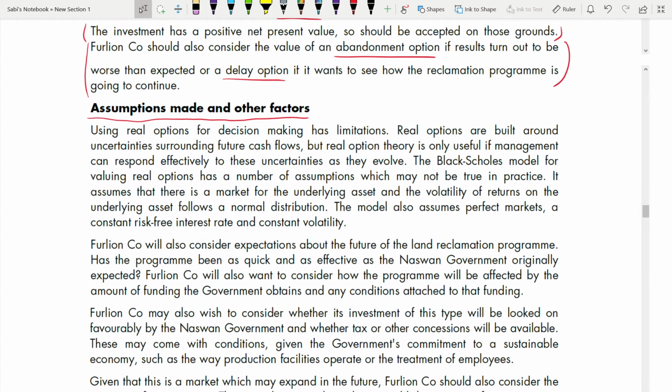Now, using real options for decision making has limitations. Okay, so now this is a theory question, right? A student of mine asked me, how do I write the theory part? For that also I will make a separate video in detail where I will only have theory questions. But for now, this is also a theory question, right? You have to write theories for assumptions and other factors.